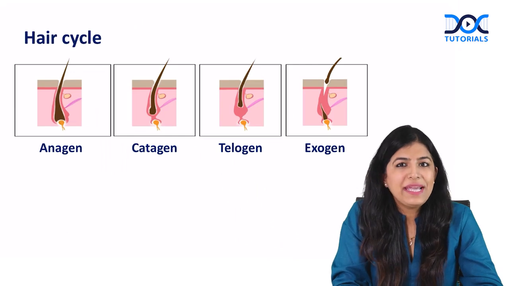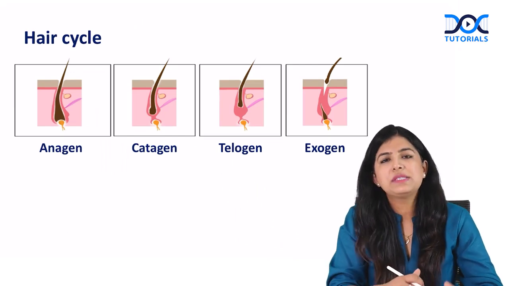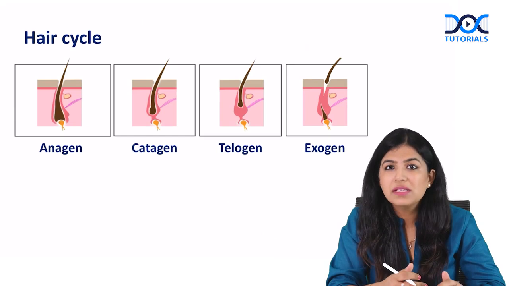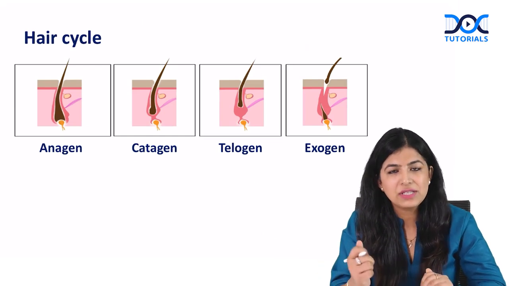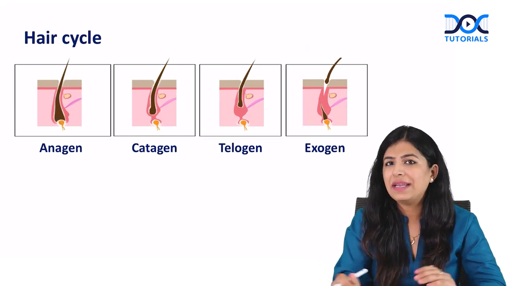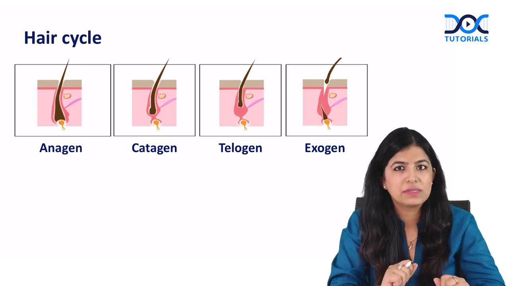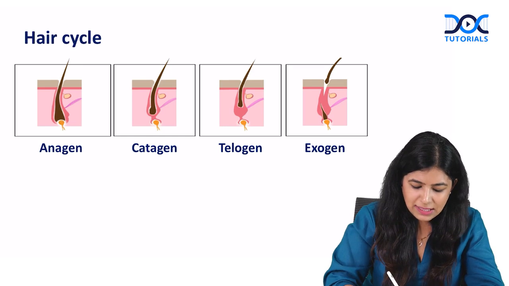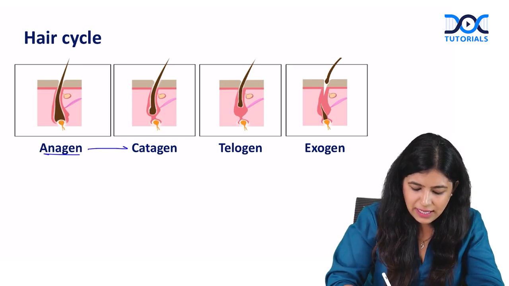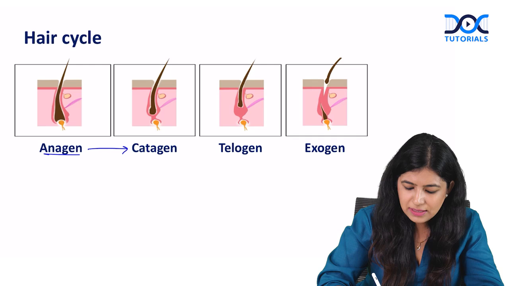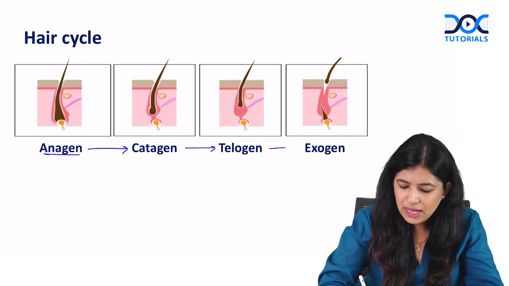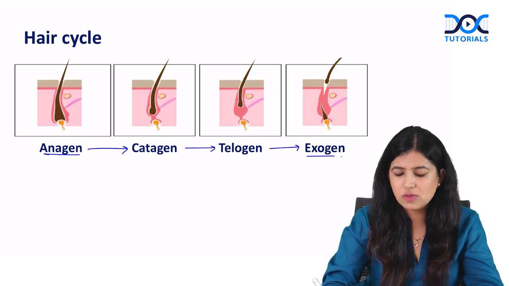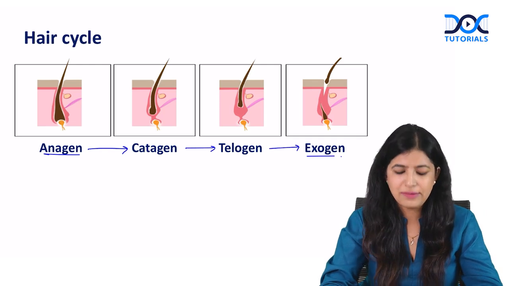So next we come to the hair cycle. This is a process in which the hair grows, passes through different stages, sheds off, and then a new hair comes. So this goes in the form of a cycle here. Starting from the anagen phase, the hair grows into catagen, then it goes to telogen, ultimately shedding off, which is called as the exogen phase.